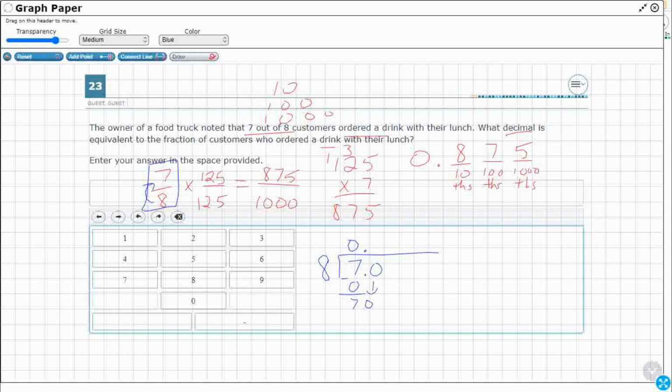So 8 goes into 70 8 times. There's your 64. That gives us 6 left over. I'm not done. I'm not doing a remainder. I want to get nothing left over, so I'm just going to keep adding zeros. So 8 goes into 60 7 times, 56. We know what's coming. One more. 8 is going to go into 40 5 times. So that gives us 0 left over. That's your 0.875. So how do we enter that in?